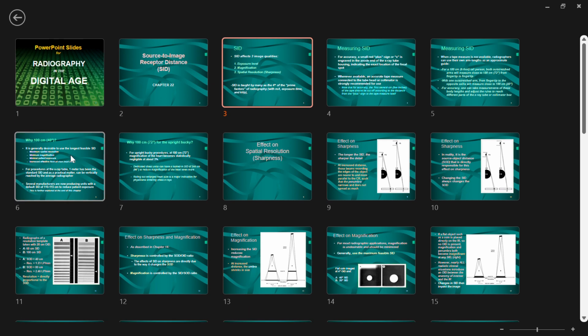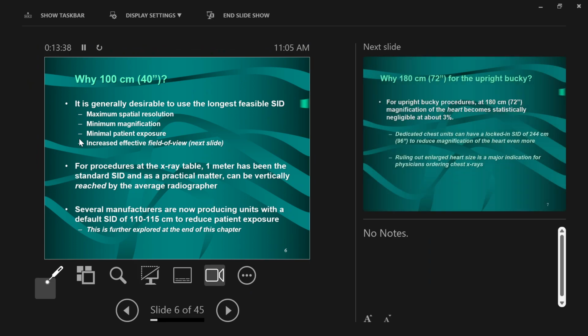So let's ask ourselves, why do we use the two distances that we typically use? Why do we have two standard distances? Okay, so first off, why 100 centimeters or 40 inches? Why is that the reasonable distance?